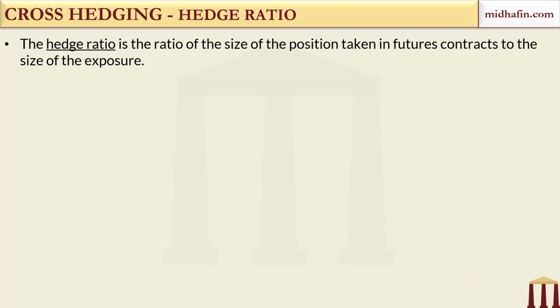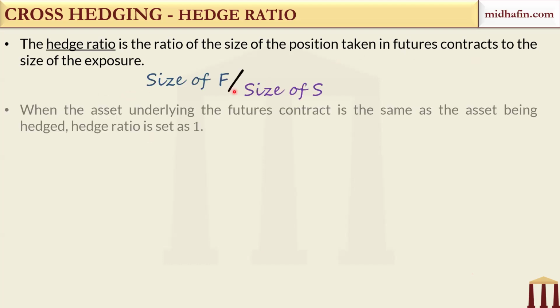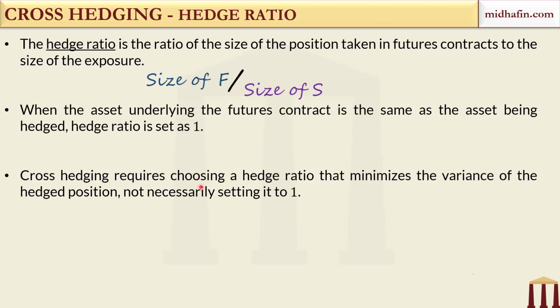Okay, let's continue. So the hedge ratio is the size of the position taken in futures contract to the size of the exposure. So size of futures with respect to the size of S. Now, when the underlying asset of the futures contract is the same as the asset being hedged, there is no problem in that. Same asset, which means hedge ratio will be simply equal to 1. But cross hedging requires a hedge ratio. If you're using different assets, then it requires a hedge ratio that minimizes the variance of the hedged position, not necessarily setting it to 1. Okay. So let's see how it is derived.